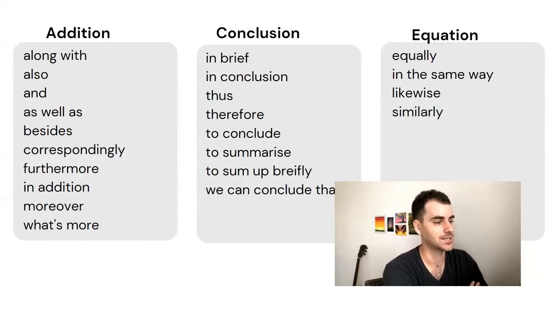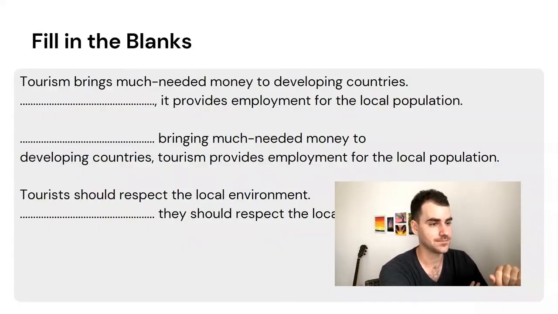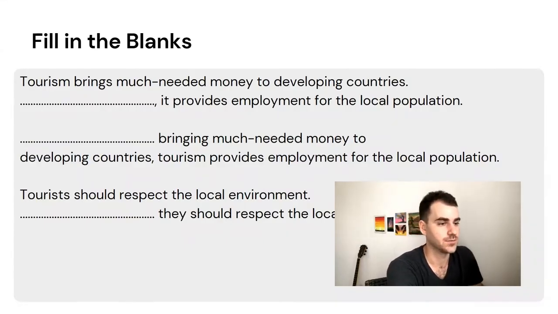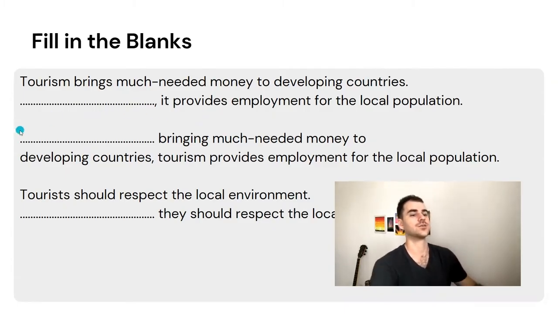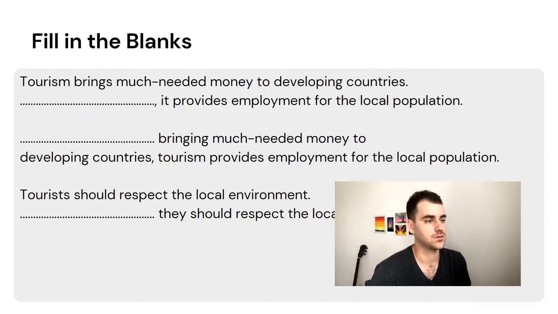So it's going to be more helpful to see a real sentence. So let's go on to fill in the blanks. The first one, okay. Tourism brings much needed money to developing countries. It provides employment for the local population. What kind of word should we use here? Should we use addition or equation?